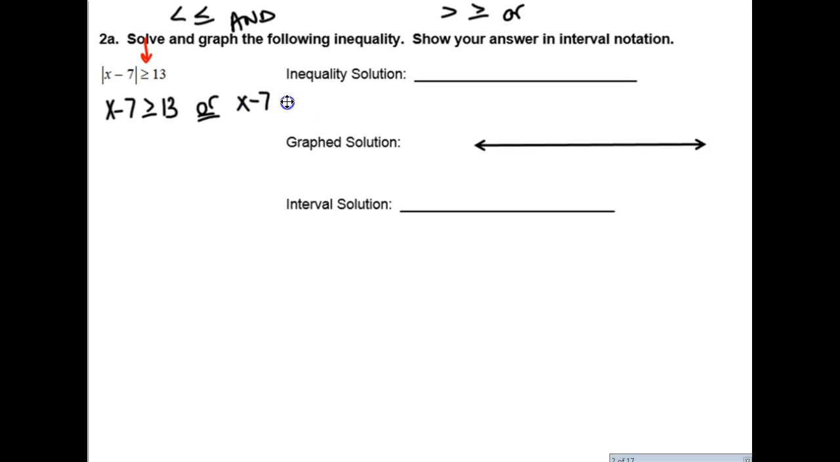X minus 7 won't change, but you do, remember, two things you change. You flip the sign around, so now it's less than or equal to, and then you negate the answer. So now instead of 13, it's negative 13. So, of course, we're going to add 7.